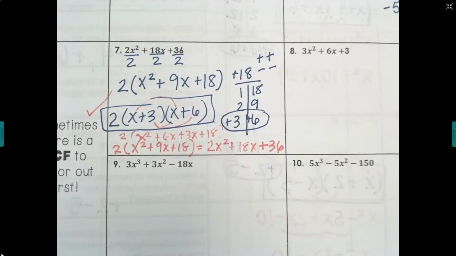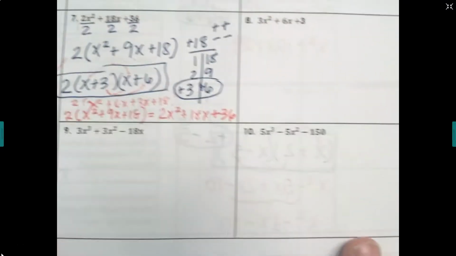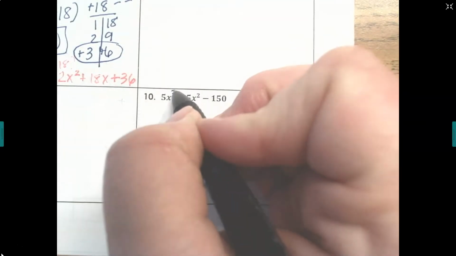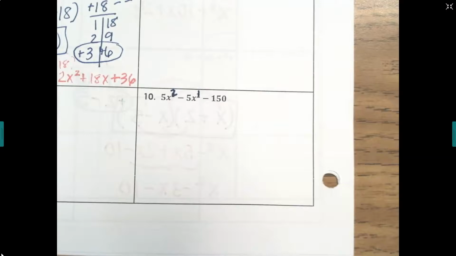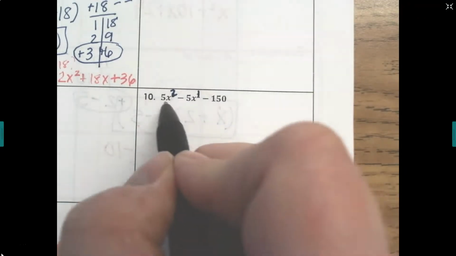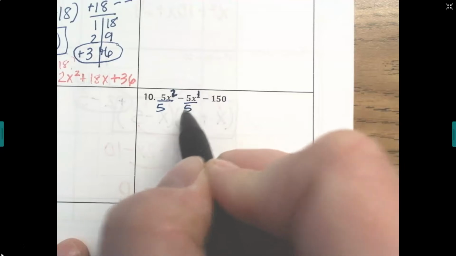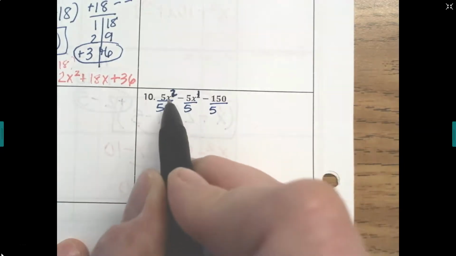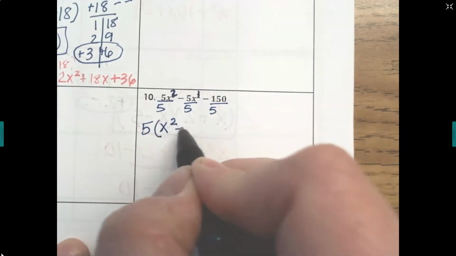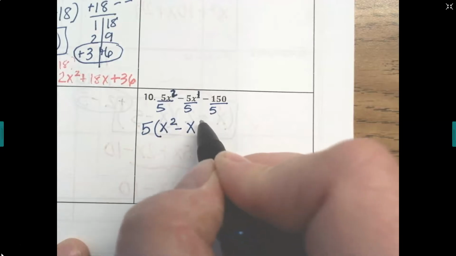Let's try this one more time and then we'll talk about a couple in class. We're going to do number 10 because I want you to change this. This is 5x cubed. Make that a 2 instead and make the 2 a 1. It was just a typo. I apologize. Now, a is not 1, so let's check this out. 5, 5, and 150, they all have a 5 in common. They don't have x's because only 2 of the terms have x's, so our GCF is 5. And what's left over is x squared minus x minus 30.